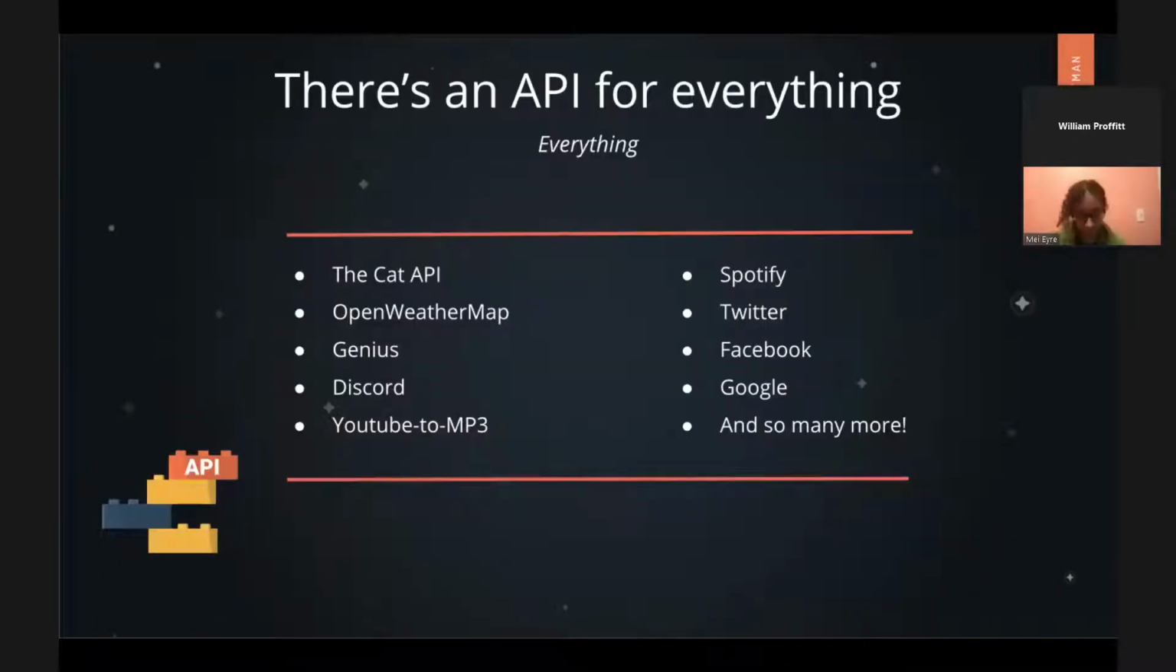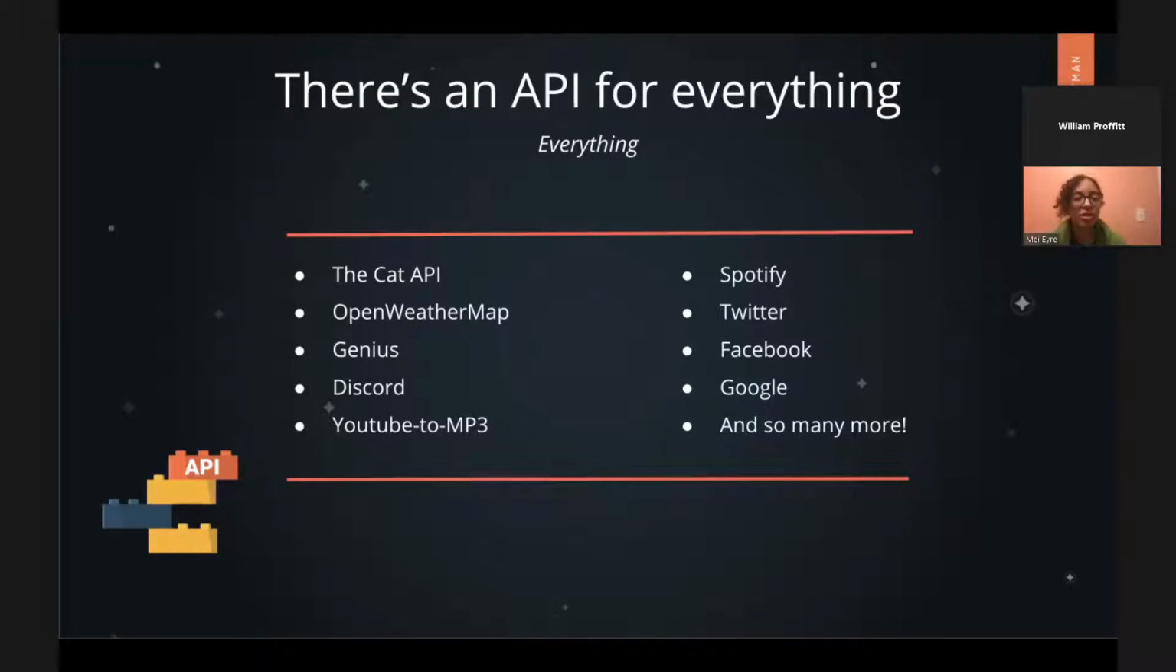The fun thing about APIs is that there's an API for everything. And when I say that, I really do mean everything. We have anywhere from services that you probably already use, like Spotify, Twitter, and Discord, to more fun ones like the cat API. It's actually one of my favorites. It just shows you pictures of random cats.